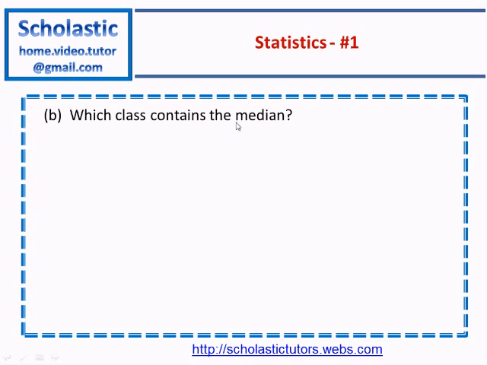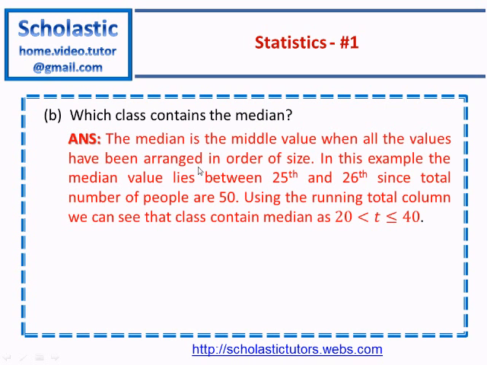Which class contains the median? The median is the middle value when all the values have been arranged in order of size. In this example, the median value lies between the 25th and 26th values. Since the total number of people is 50, if we divide by 2 and add 1, we get the 25th and the 26th. So in between will be our median class.